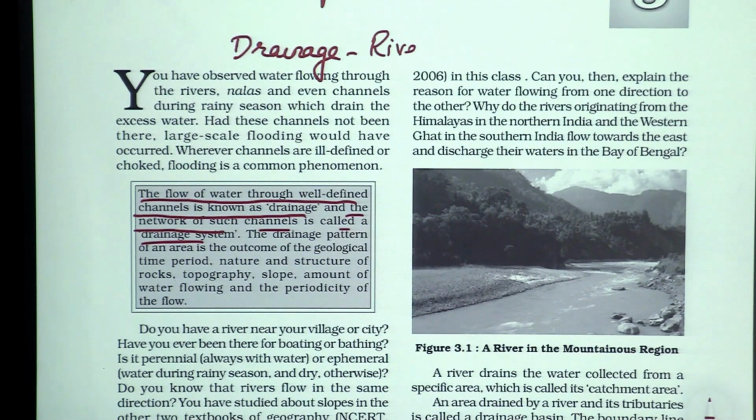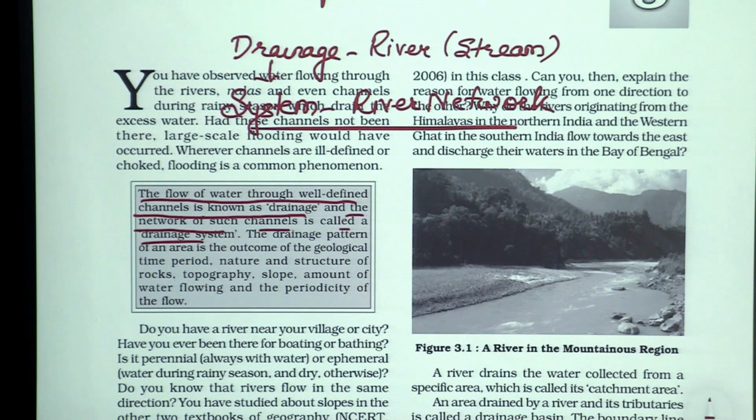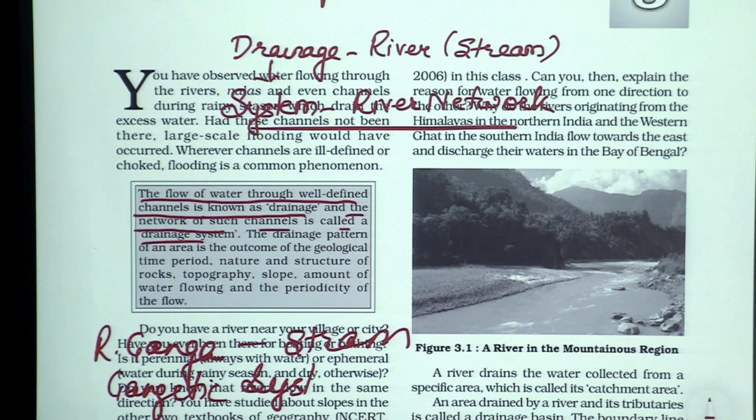Drainage goes for river, stream, and drainage system is river and its tributaries, river network. So if I have to select the example to prove it, what I'll say? River Ganga makes an example of stream, whereas Gangetic system is river network.